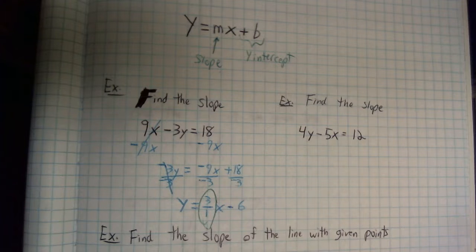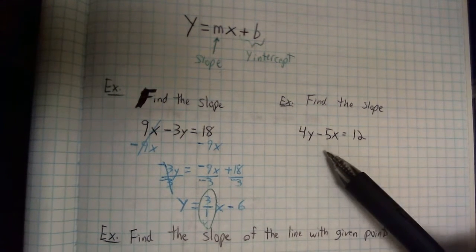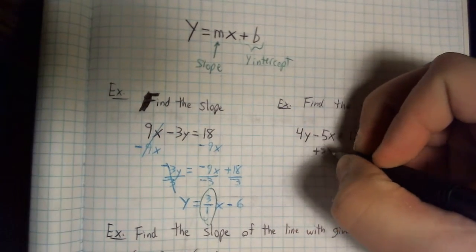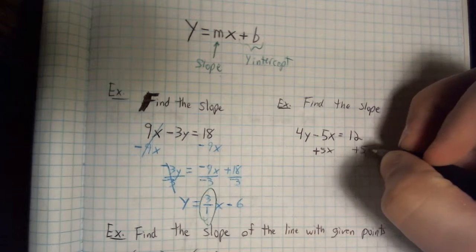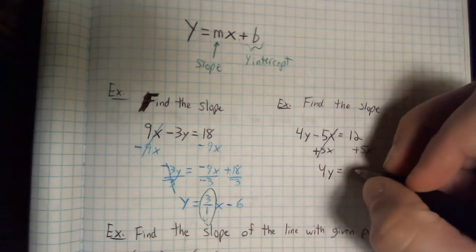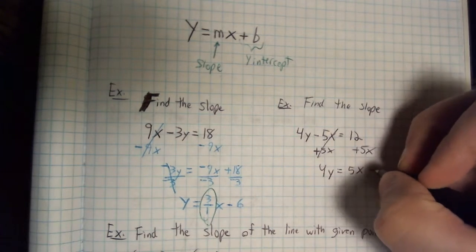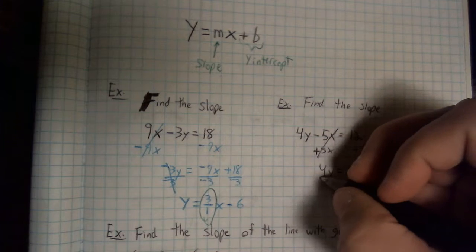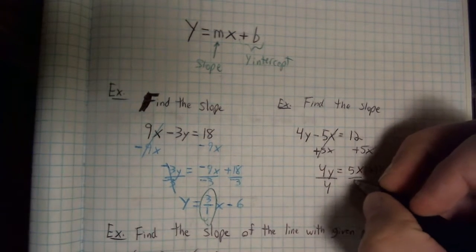Alright, let's see how you did. We want to get y by itself, and I notice I have negative 5x, so I'm going to add 5x to both sides of my equation. That eliminates those here. I'm left with 4y equals 5x plus 12. Nothing's happened to the 12 yet. To get rid of that 4, I'm going to divide everything by 4.